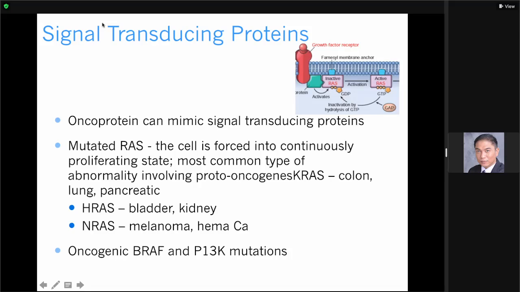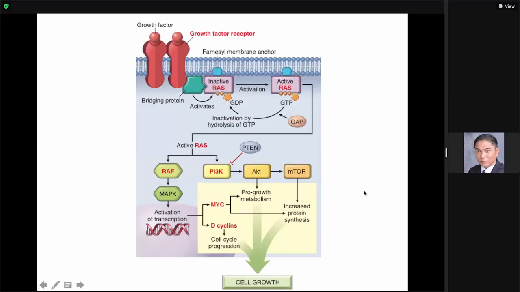So this RAS mutation is the most common type of abnormality involving proto-oncogenes. So KRAS, yung KRAS, may mga mutated in colon cancer, lung cancer, pancreatic cancer, HRAS in bladder cancer, urinary bladder, and kidney, and NRAS in melanomas and hematologic malignancies. So ano bang effect ng constitutively activated RAS? Continuous signaling from RAS.